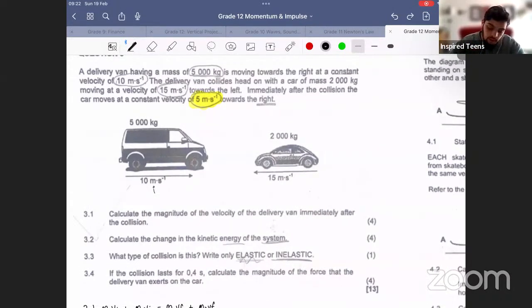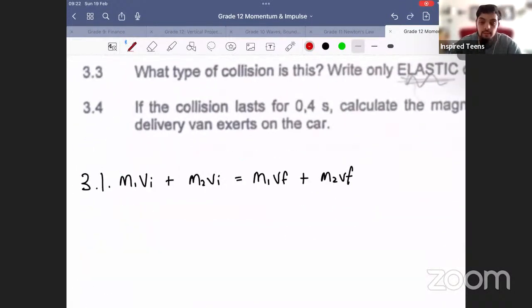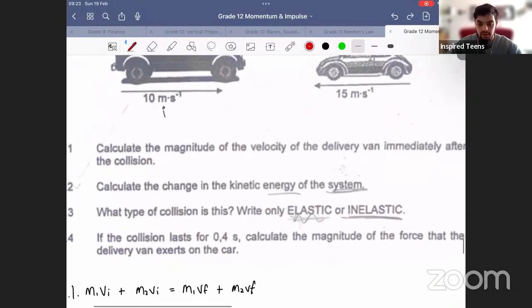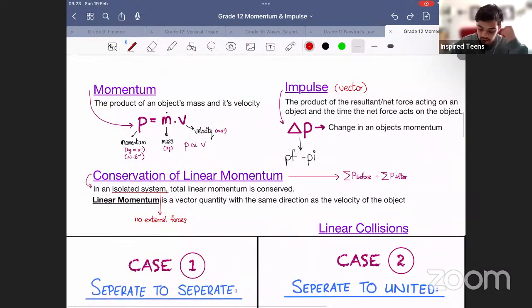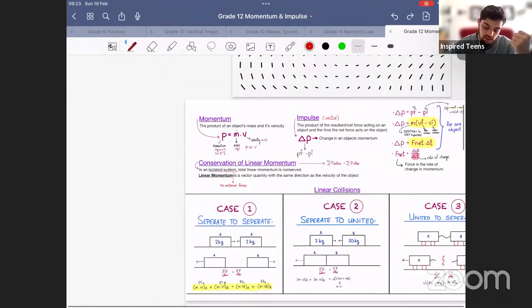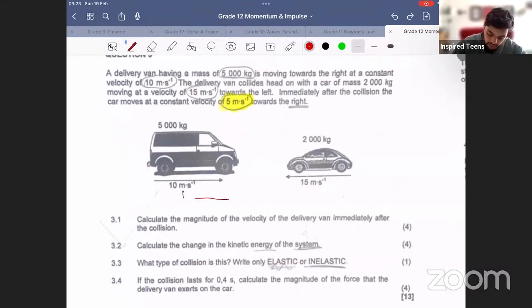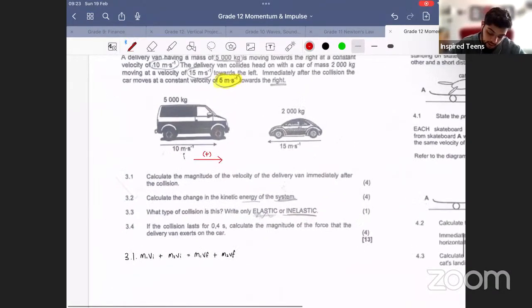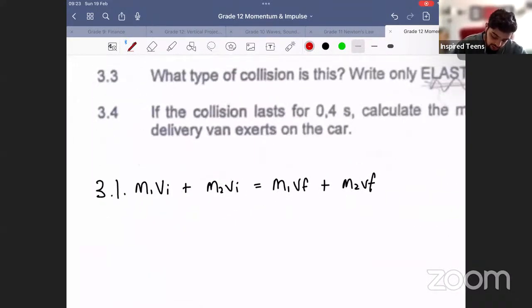So its mass is 5,000 kg and its velocity is 10 meters per second to the right. Okay, so in order for us to put down the velocities, because we're dealing with conservation of linear momentum, which is a vector quantity, remember, linear momentum is a vector quantity with the same direction as the velocity of the object. That's important. The direction aspect is important because we need to choose a direction as positive. So here I'm going to choose the right as positive. Therefore, everything to the left is going to be negative. Everything to the right is going to be positive. So the van is initially traveling to the right. So its mass is 5,000 kilograms.